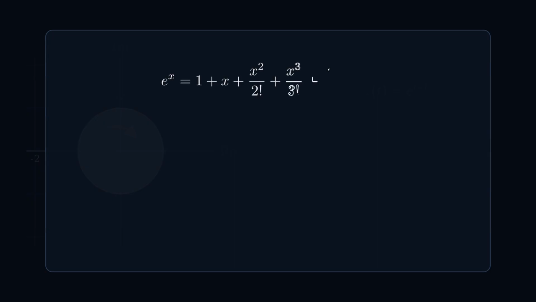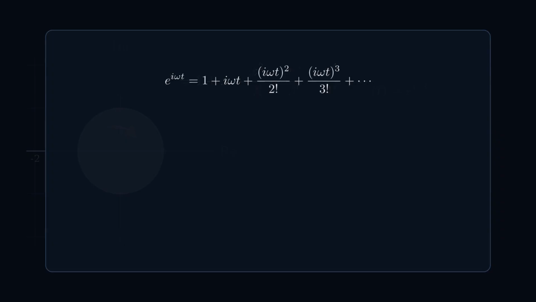Start from the definition of e to the x as a power series. 1 plus x plus x squared over 2 factorial plus x cubed over 6, and so on. Differentiate term by term. The series just shifts down by 1 power and lands exactly back on itself. e to the x is, by construction, the one function that reproduces itself under differentiation.